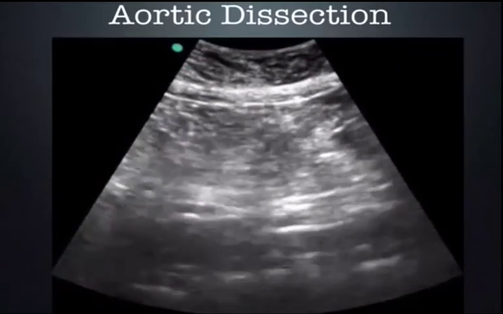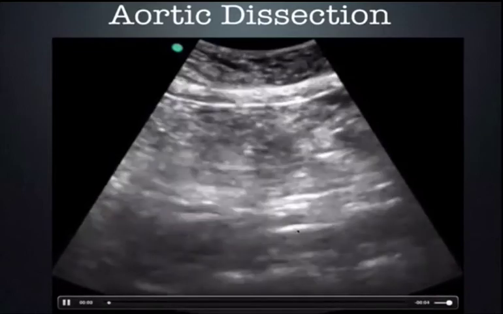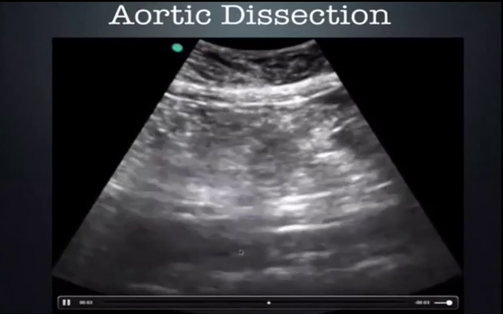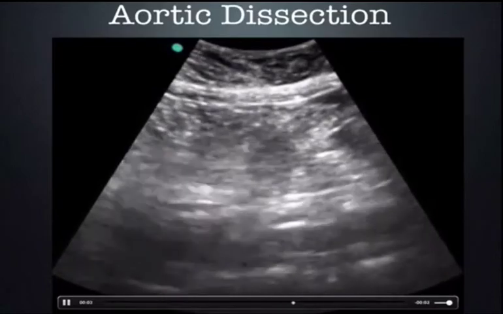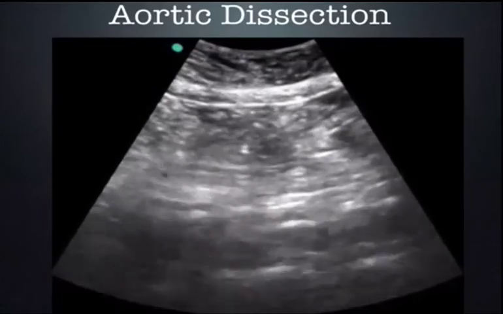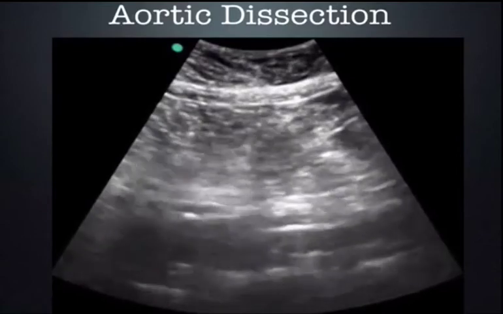Here's another case. This is the aorta in long axis. And you can see an intimal flap right here, oscillating as the blood is flowing by. This is again consistent with aortic dissection.